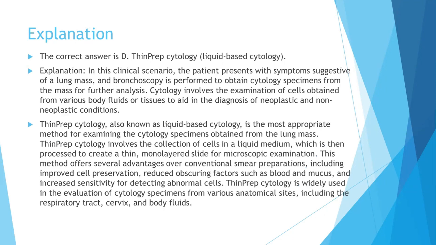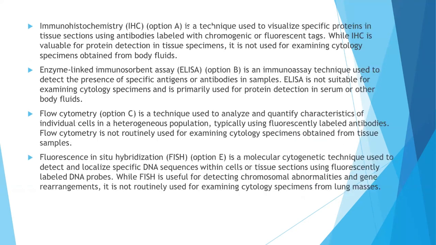So, thin prep cytology or liquid-based cytology. In this clinical scenario, the patient presents with symptoms suggestive of a lung mass and bronchoscopy is performed to obtain cytology specimens from the mass for further analysis. Cytology involves the examination of cells obtained from various body fluids or tissues to aid in the diagnosis of neoplastic and non-neoplastic conditions. Thin prep cytology is the most appropriate method for examining the cytology specimens obtained from the lung mass. Thin prep cytology involves the collection of cells in a liquid medium, which is then processed to create a thin monolayer slide for microscopic examination. Now, these are about the different other wrong options.